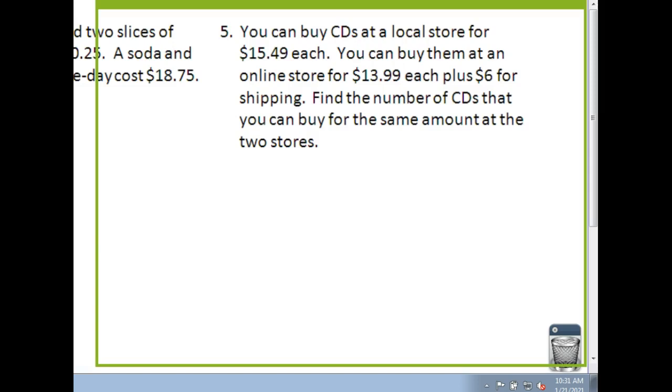It's not per CD. So it says find the number of CDs you can buy at the same amount, whether you bought them online or in the store. Because at some point it's cheaper in-store and at some point it's cheaper online. What we want to know is when will the cost be the same? So we're going to call our cost our C value, and then we'll say X is the number of CDs.